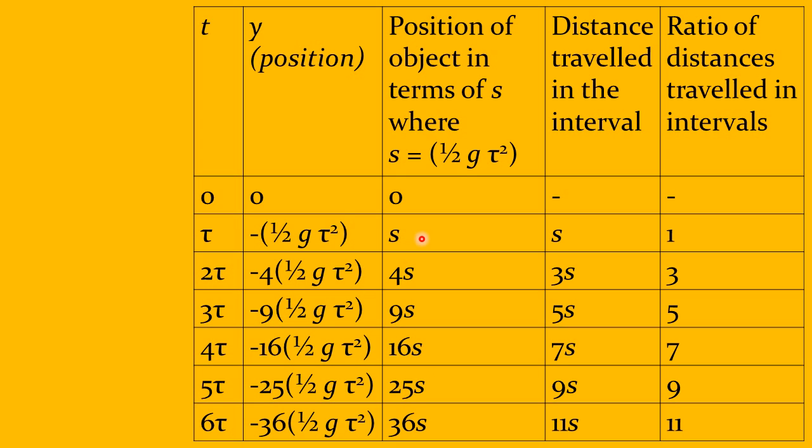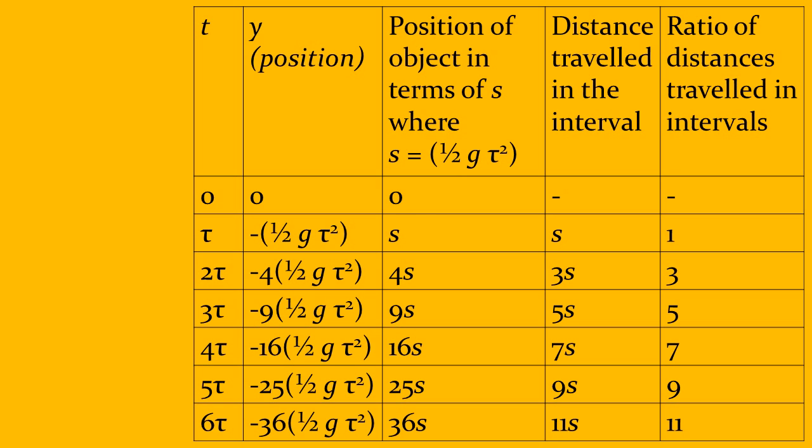Now let us see the distance traveled. What is the distance traveled in the first tau? s minus 0 is s. What is the distance traveled in the second interval tau? It is 4s minus s, that is 3s. What is the distance traveled in the third interval tau? It is 9s minus 4s, that is 5s. So I have got the distance traveled here, isn't it? So it tells me the distance 0s, 3s, 5s, 7s, 9s, 11s.